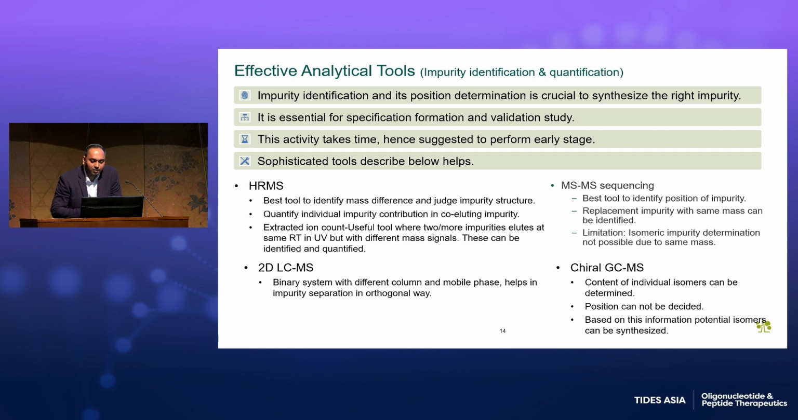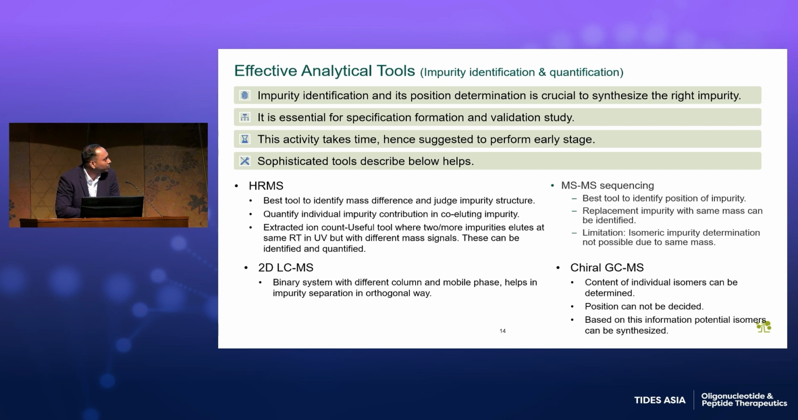MS sequencing we are typically using to identify the position of the impurity, and based on that we synthesize the right impurity, because there could be several serine isomers, there could be several different isomers. Of course, for isomeric impurity this will not help, but for different impurities this will help. Replacement impurity with the same mass can be identified. As I mentioned, there is a limitation for isomeric impurity with the mass technique.